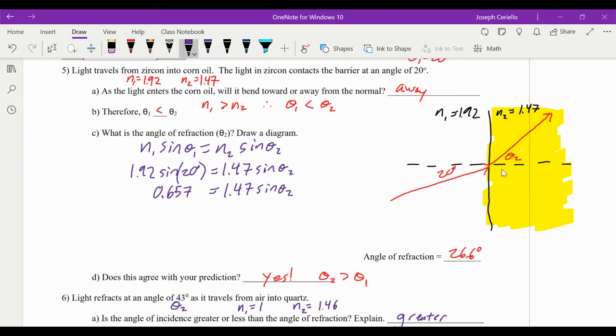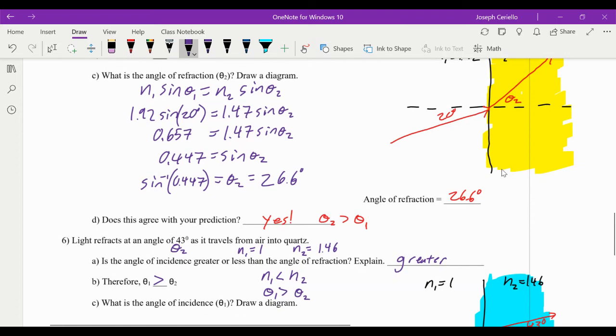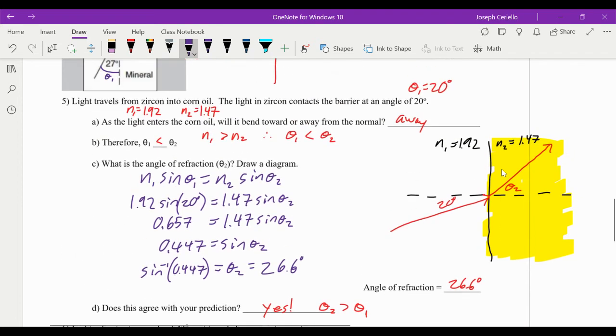We're going to divide that by 1.47. We have 0.447 equals sine theta 2. And here you have to do the inverse sine to get rid of that, to get theta 2 alone. So sine to the negative 1 of 0.447 equals theta 2. It's about 26.6, 26.5. Yes, this agrees with our prediction. Theta 2 was greater than theta 1.